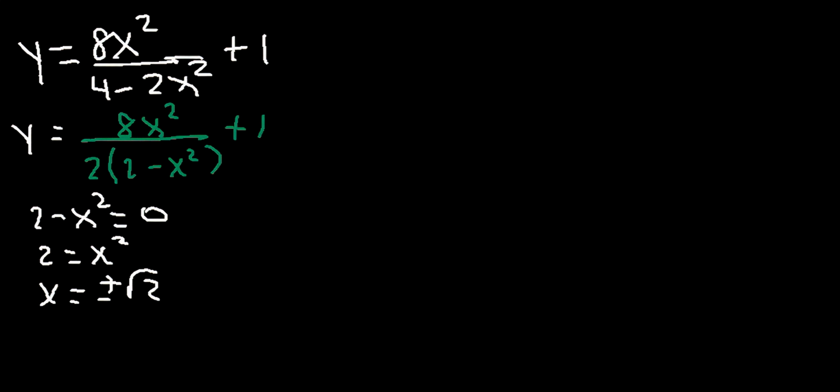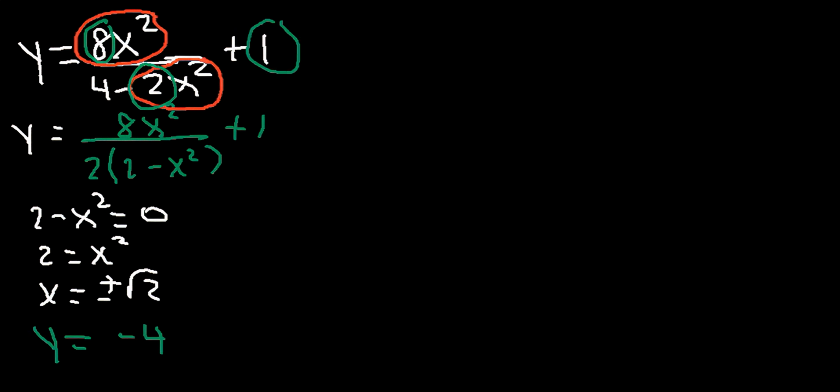Now to find the horizontal asymptote, notice that the degree of the numerator, which is x squared, is the same as that of the denominator. So what we're going to do is divide the coefficients. 8 divided by negative 2. So the horizontal asymptote is at negative 4, but we have a constant in front, so shift it up 1. So negative 4 plus 1, so it's at negative 3. So now we have the vertical asymptote and the horizontal asymptote.